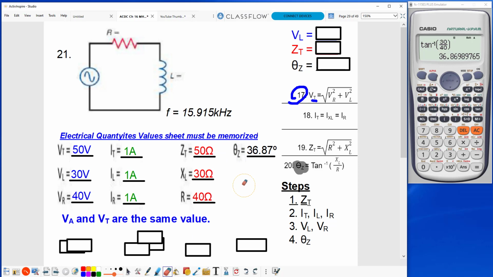On the test, you don't have to put degrees. You just have to put the numerical value. You don't have to figure out how to type degrees.